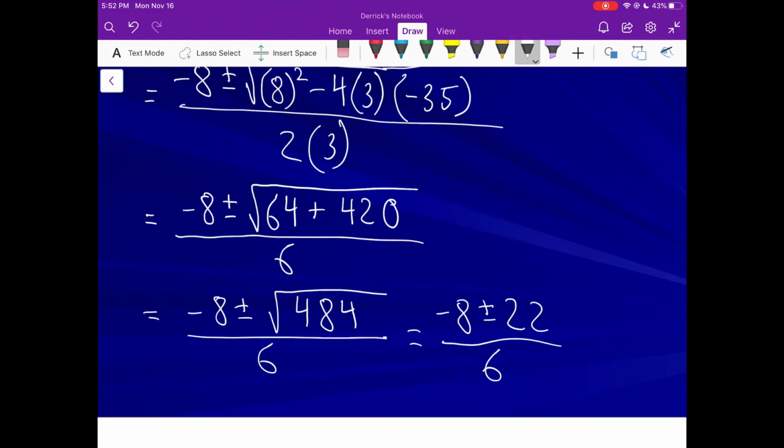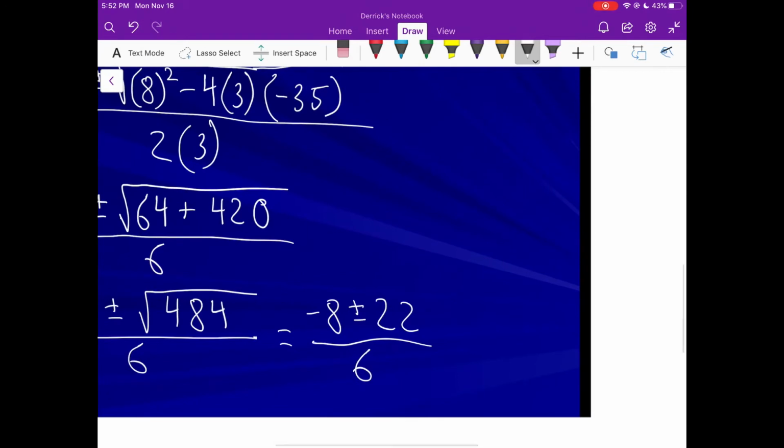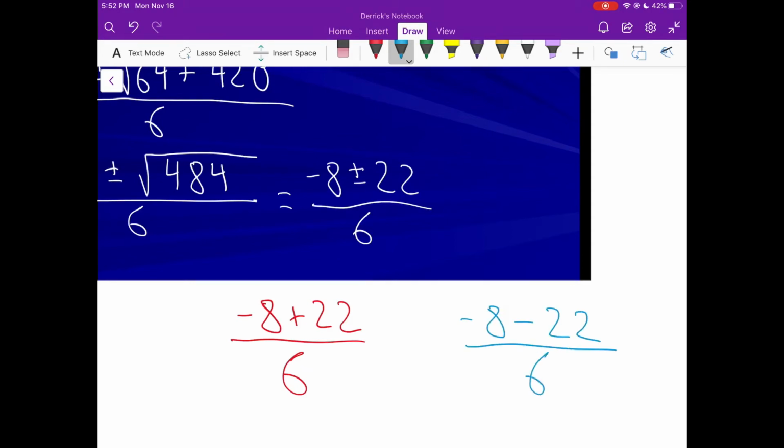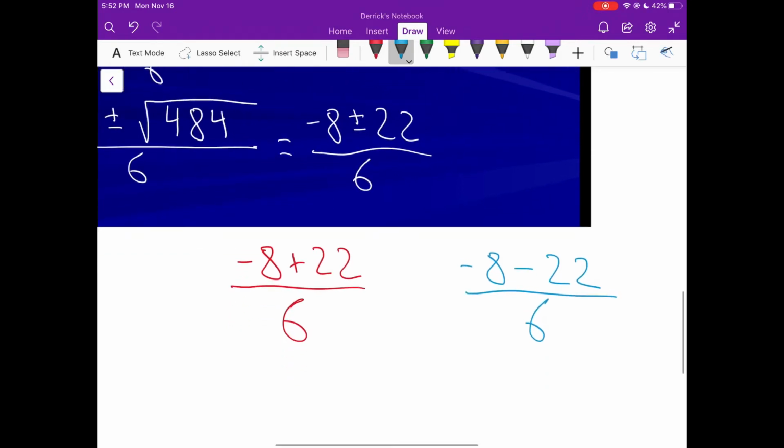Now this doesn't always happen, obviously, and we'll do another example where it doesn't work like this. But when it does come out nicely, we can solve this out to 2 actual answers, right? The 2 answers that you have here are negative 8 plus 22 over 6, and negative 8 minus 22 over 6. We want to solve both of those out.